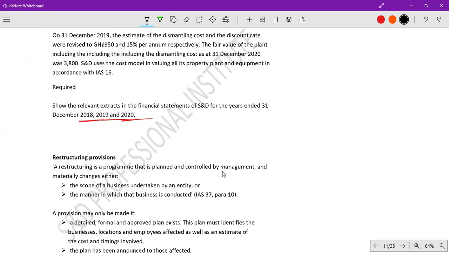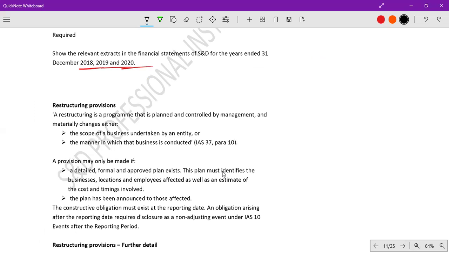Let's come to restructuring provision. You want to restructure your entity. You want it to behave, to operate in a particular way. That restructuring can bring about what we call redundancy. Some people may be laid off. Some of the divisions may be closed down and other things. What is the requirement of IAS 37 on restructuring provisions? Before you can make a restructuring provision, there are some elements that must be present.